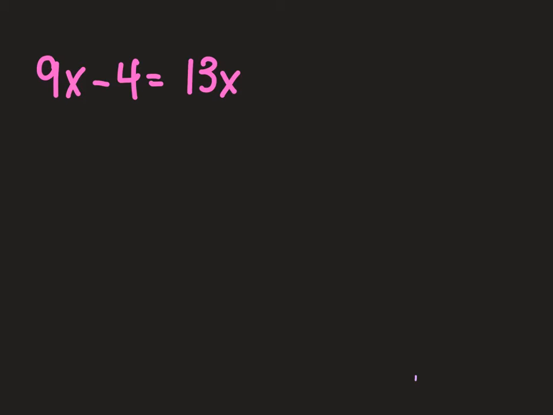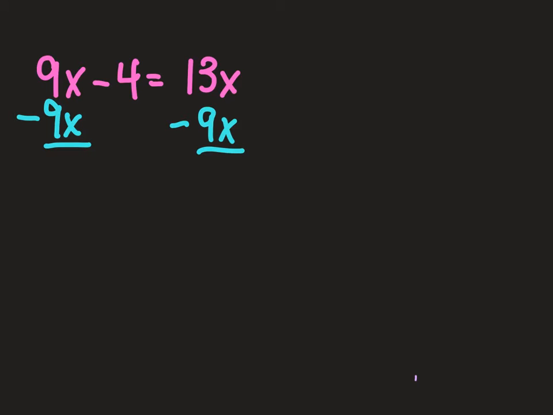All right, let's try this one. So I have 9x minus 4 is equal to 13x. I have x's on each side. Let's move these x's over to this side so that all my x's are together. I'm going to sing the first song as minus 9x. Minus 9x. Cross out, what's my answer?